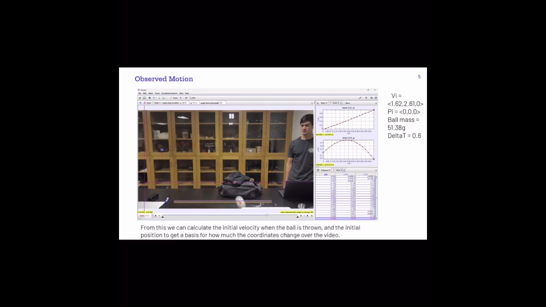Here is just a screenshot of my lab mate, and we used a ball in this experiment, and the ball's mass was 51.38 milligrams. And then we calculated the initial velocity as the vector of 1.62, 2.61. And our initial position was just set at the origin. We set the initial position at the origin to get a basis for how the coordinates change over the video. And then you could also see the parabolic motion that is modeled from the tracker and the data points that we use to begin our code.